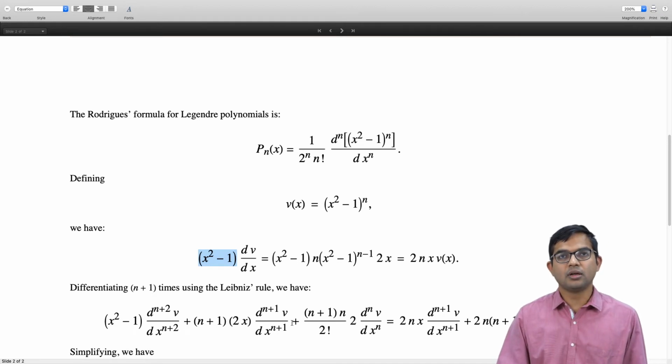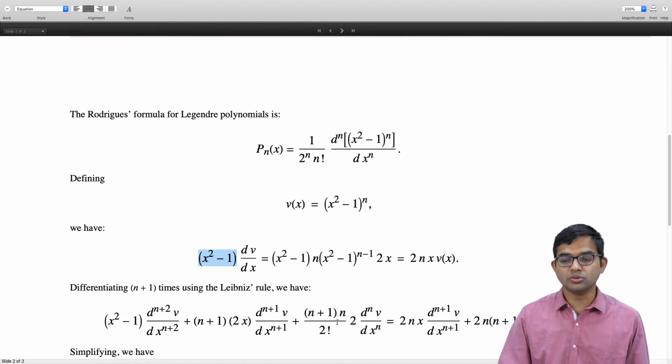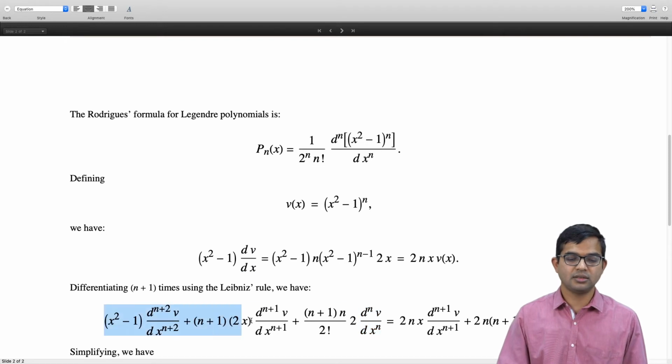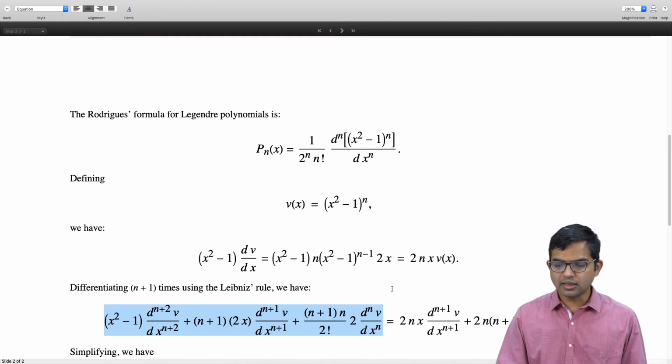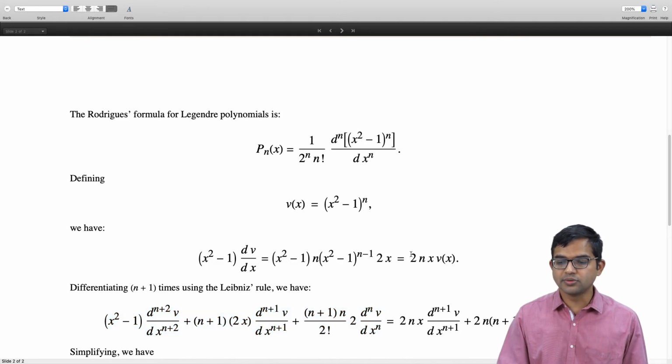Then the next term is going to be n plus 1 choose 2, which is (n plus 1) times n divided by 2, times 2 which comes from the second derivative of this function, and then we must take the n minus 1th derivative of dv by dx, which is just the nth derivative of v. So the left hand side is done. The n plus 1 derivative of the left hand side gives us 3 terms, and the n plus 1 derivative of the right hand side gives us only 2 terms.